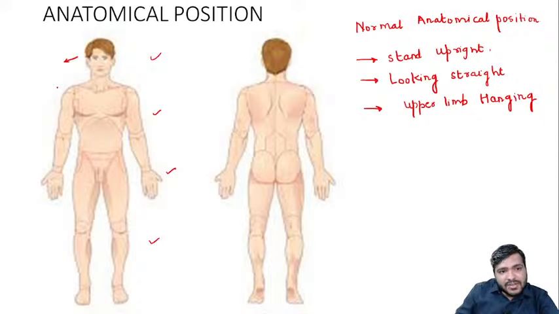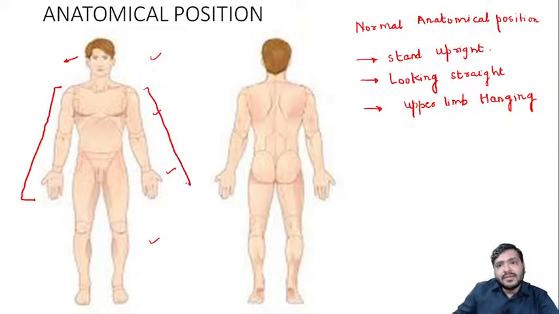You can very well appreciate that this is the upper limb, guys, from the shoulder region till the hand. The upper limb is in a hanging position, a little deviated from the lateral surface of the body. So the upper limb should be in a hanging position.